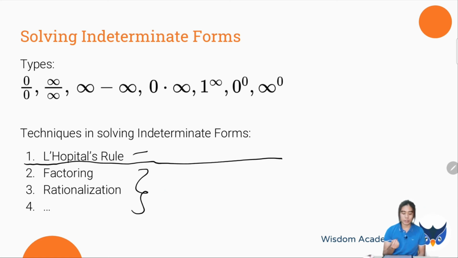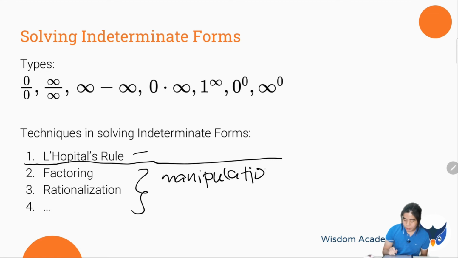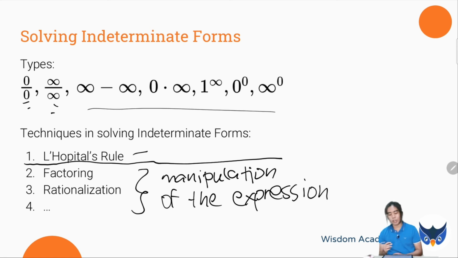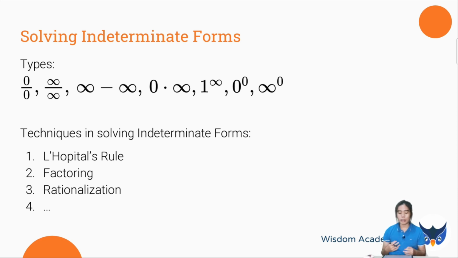So, factoring, rationalization, and other techniques, which I could just group together and call manipulation of the expression. Basically, we will just manipulate the expression para matanggal natin yung mga nagko-cause ng 0 over 0, infinity over infinity, and the other forms of indeterminate forms. Yung goal natin ay matanggal yung mga nagko-cause nitong indeterminate forms to get the limit of the function every time we encounter indeterminate forms.